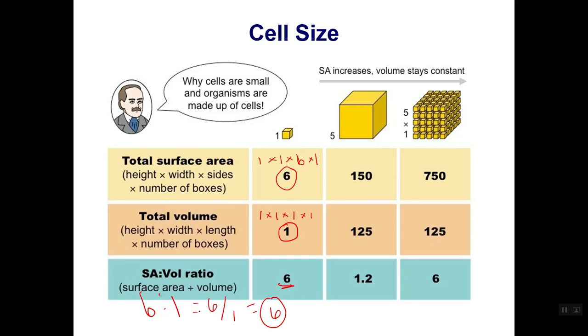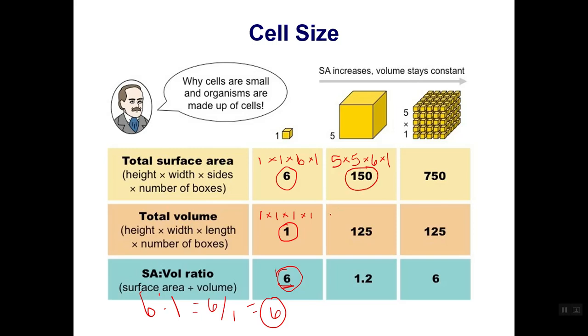Now that is the same thing as saying 6/1, which gives you 6. So our surface area to volume ratio for column 1 for this one is 6. Let's move to the next one. So here we have a giant cell. The height is 5. The width is 5. The number of sides is 6. And the number of boxes is 1. So if we calculate that, 5 times 5 times 6 times 1, we get 150.